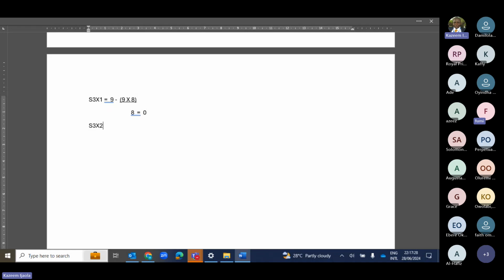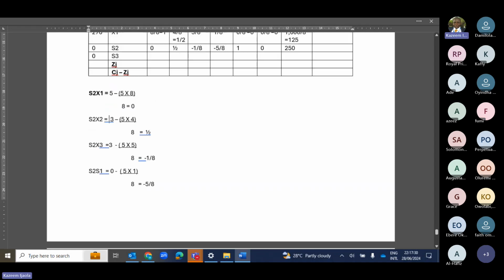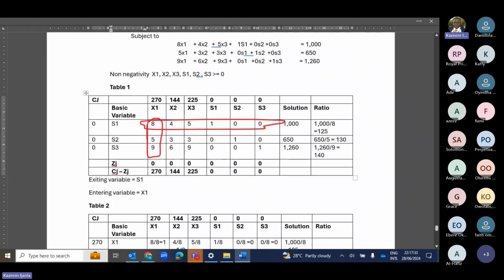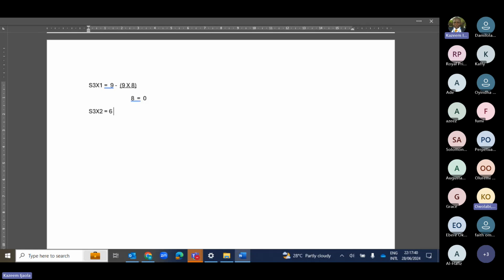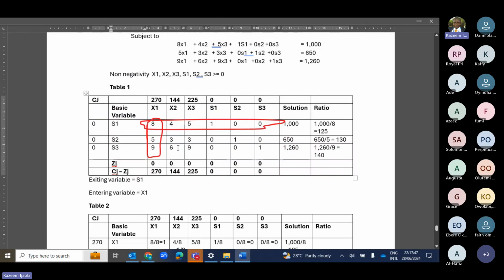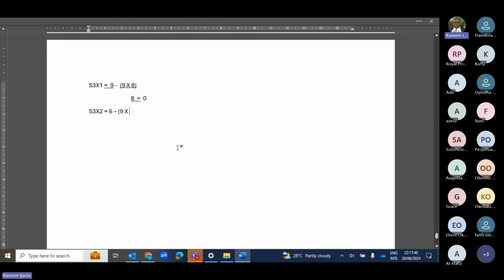S3, X2. What's the initial value for S3, X2? It is 6. It is 6 minus what? 9 times what? The top row value of 6. What do we have as the top row value of 6? That should be 4. 9 times 4, divided by 8. So what do we have? That will be 3 over 8.